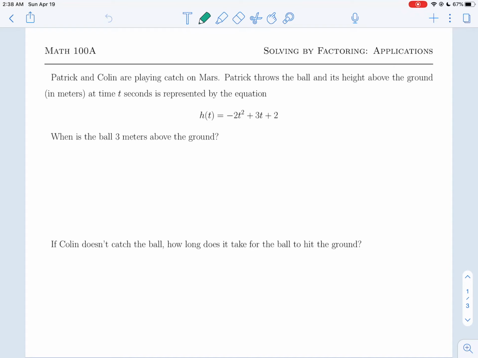In this video, we're going to be looking at some applications of solving by factoring. So we're going to look at a couple of word problems that we're going to be able to use that zero product property to solve.